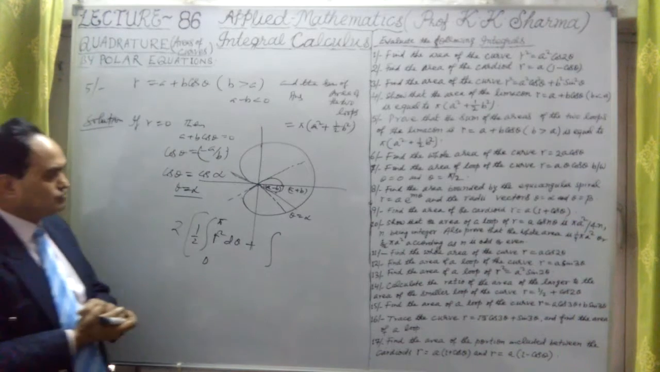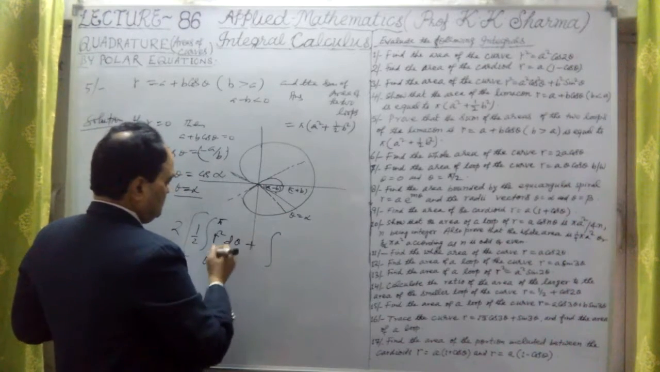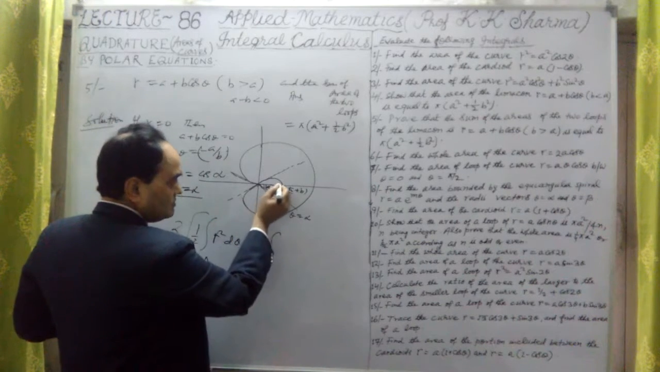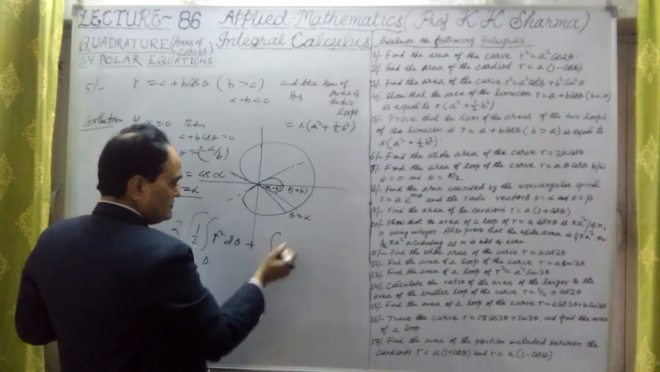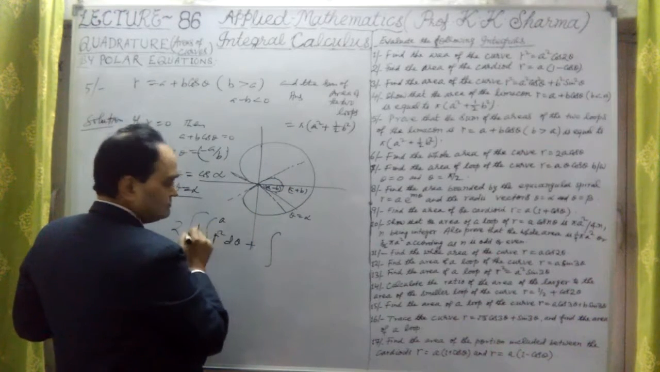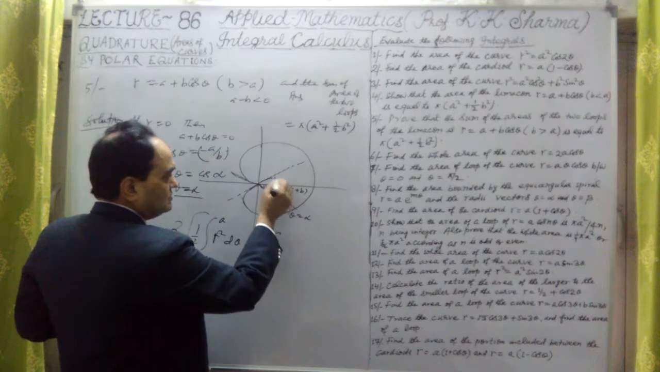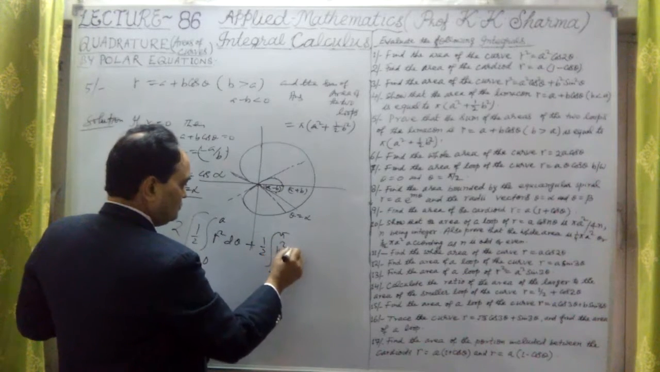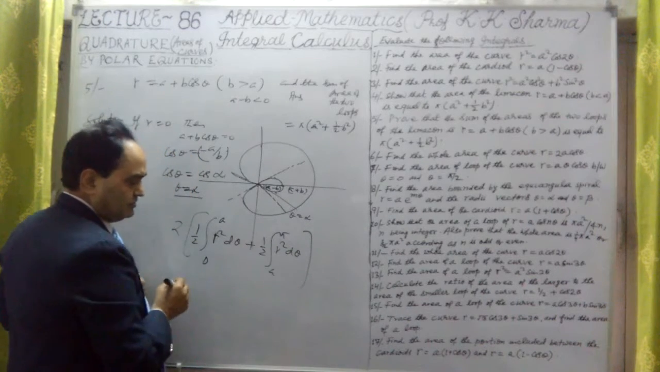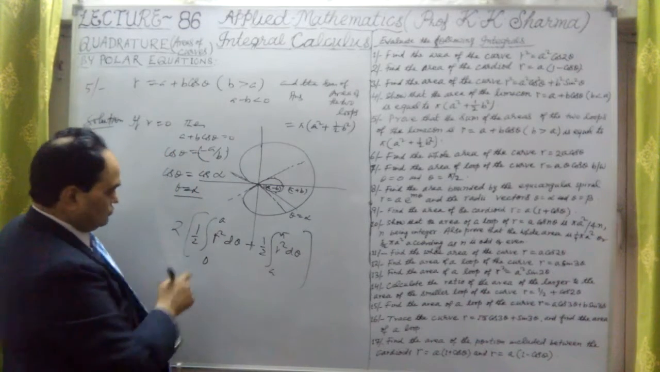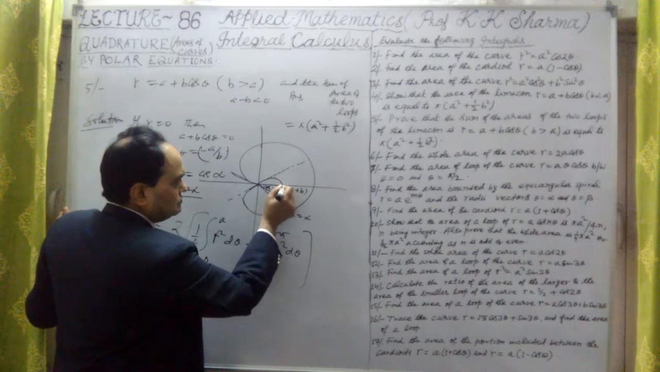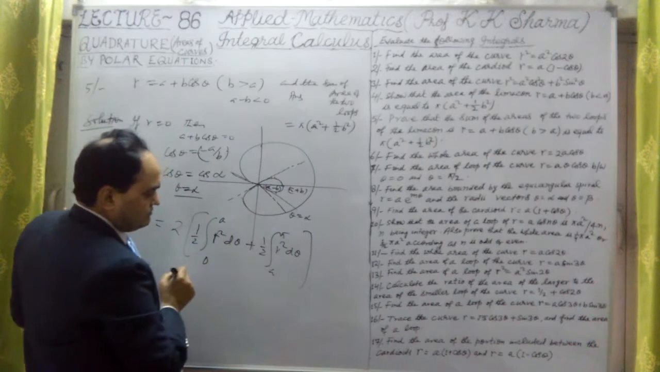Or if I take 0 to, okay, this is not 0 to pi, but here let me take from this to this. Let me take any angle a, 0 to a, and then a to pi. Again this is 1/2 r square into d theta. These are two limits here. So this is twice 1/2. Let me take this angle is 0 to a, and then a to pi.